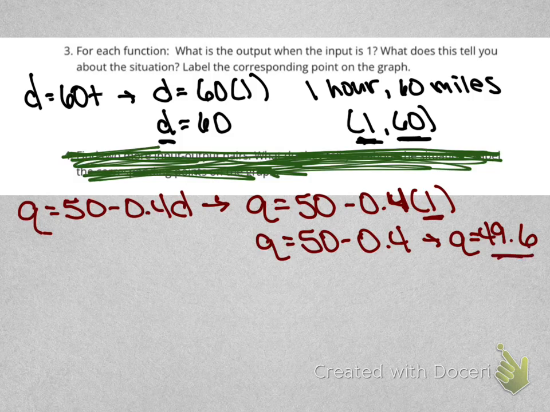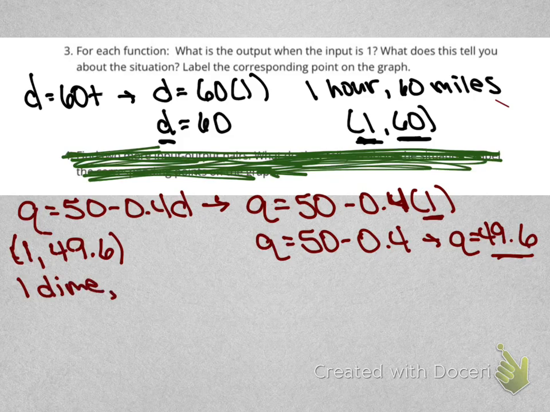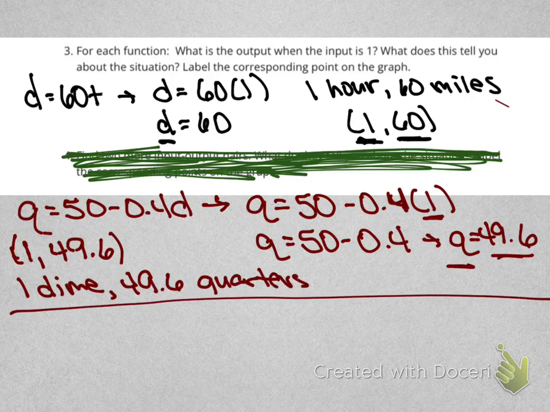This is our x value, that's your y value. So here's our coordinate: 1, because that's our input, so it's your x. And then we have our new output, which is our y value, so 1 and 49.6. Since 1 represents D, that's 1 dime. 49.6 is represented by Q, so that's 49.6 quarters. So if we plug 1 into that equation, we've got 1 dime and 49.6 quarters.